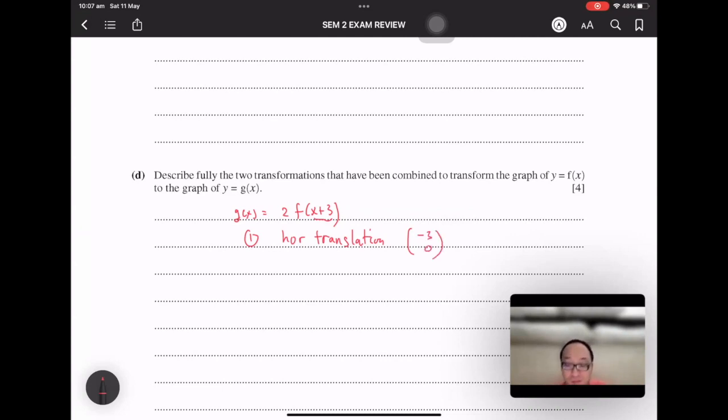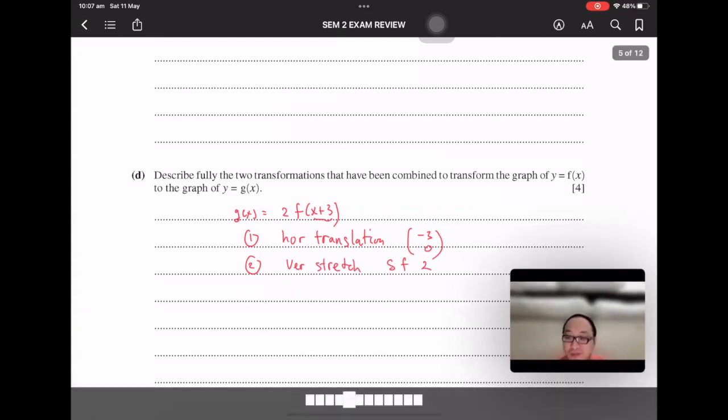And the second one is a vertical stretch by the scale factor of 2. Yeah, order doesn't matter.